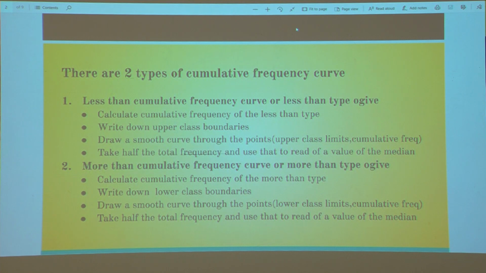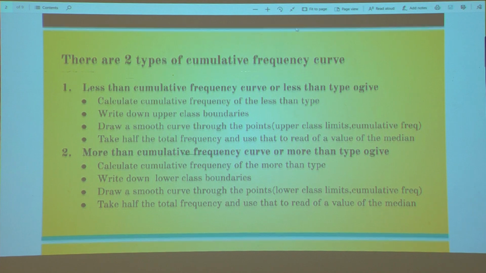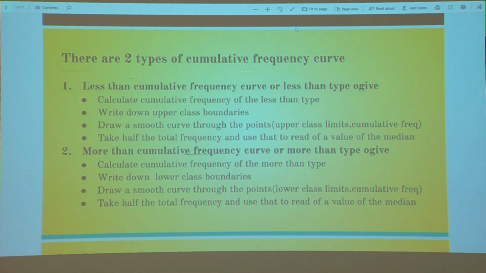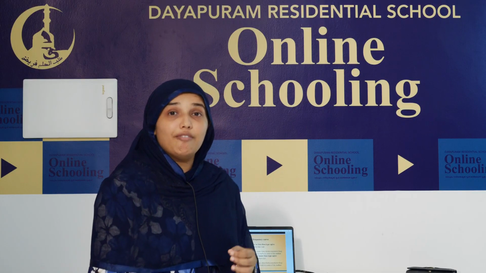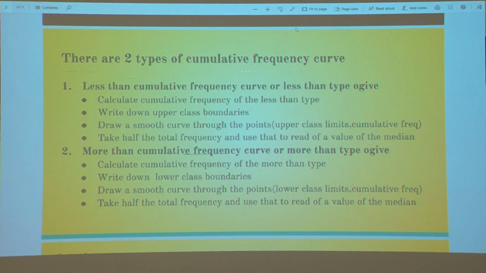The first one is the less than type cumulative frequency curve, or less than ogive. This means that an ogive representing a cumulative frequency of less than type is called a less than type ogive. Here we consider only the upper class boundaries or upper class limits and the corresponding cumulative frequency of less than type.